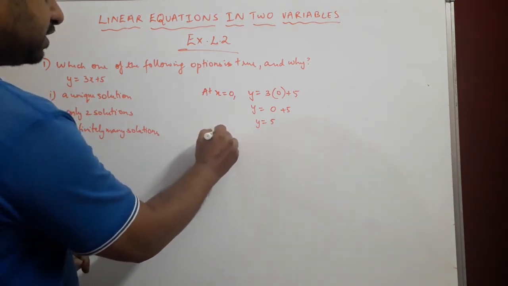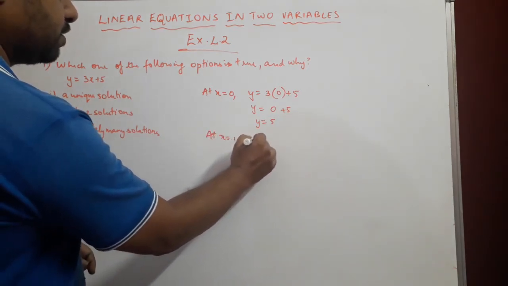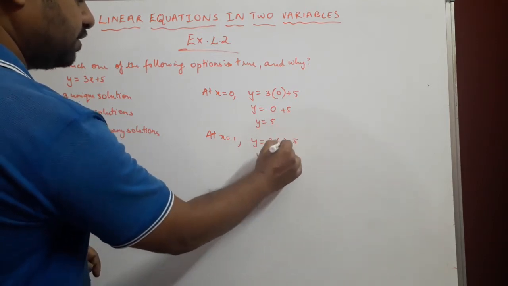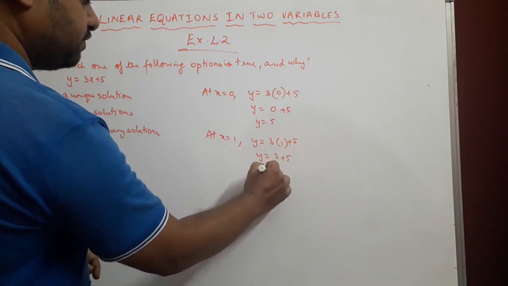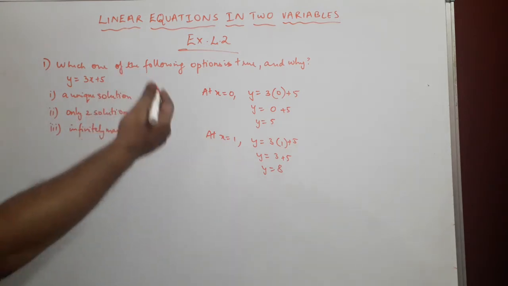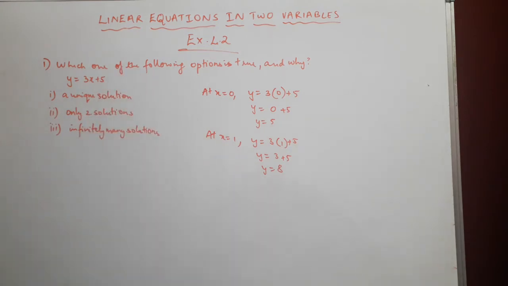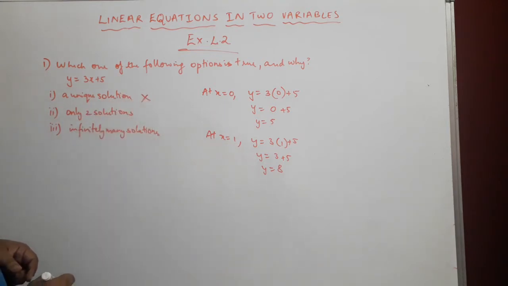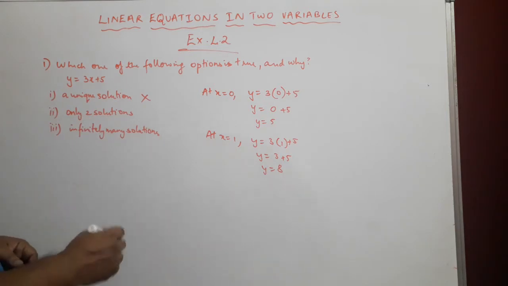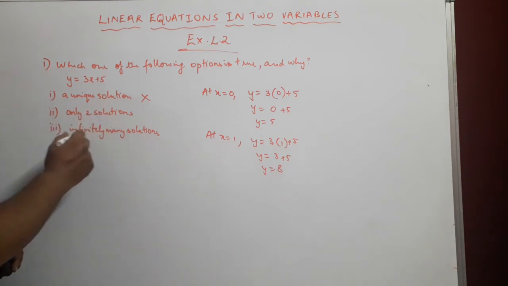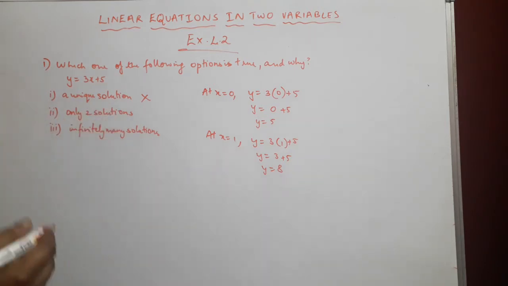Let's take x equal to 1. So at x equal to 1, y equal to, instead of x we put 1, 3 into 1 is 3 plus 5, and we'll get y equal to 8, which means that now we have got for two different values of x, two different values of y, which means that we rule out the first option. So it is definitely not a unique solution. We can have two solutions or more than that. So now to find out whether we have got more than two solutions, that is infinitely many solutions, we'll have to assume another value of x.